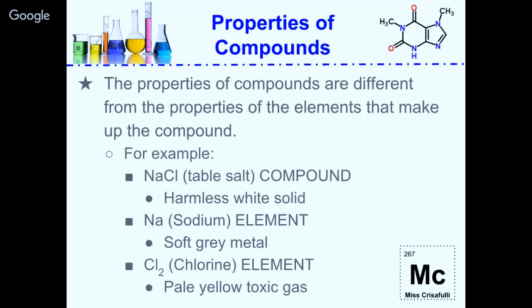But when you put a soft gray metal and a pale yellow toxic gas together to make salt, you produce something that's harmless, that we use in our cooking for seasoning and stuff like that. And it's very harmless to us. It doesn't make us sick.